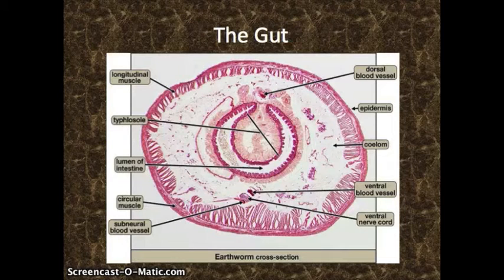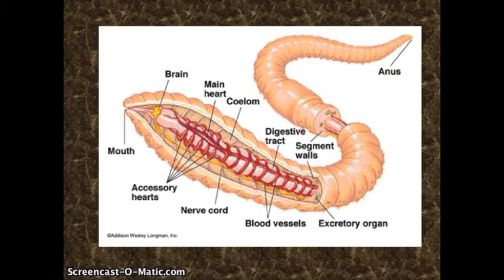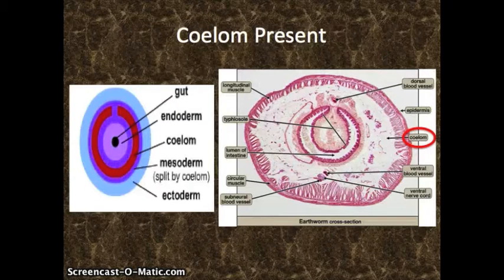The earthworm has a through-gut. The digestion system of annelids consists of an unsegmented through-gut that runs through the middle of the body, from the mouth, which is located on the underside of the head, all the way to the anus. The gut is separated from the body wall by the body cavity, called the coelom. There is a coelom present in earthworms.